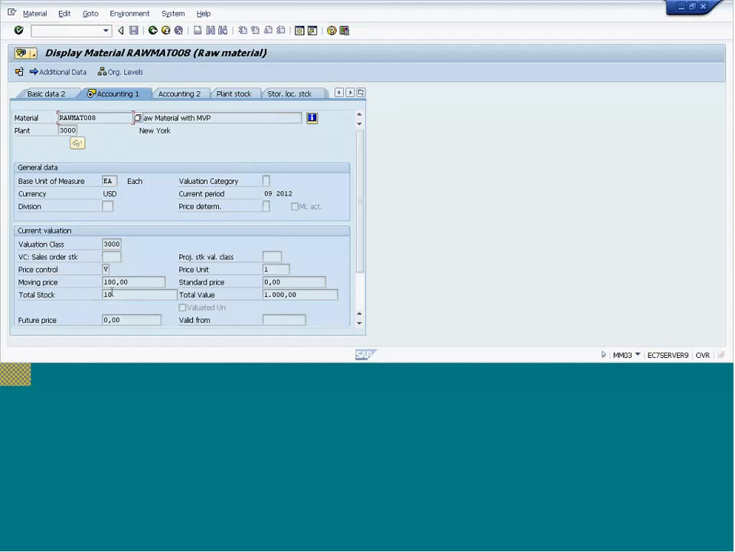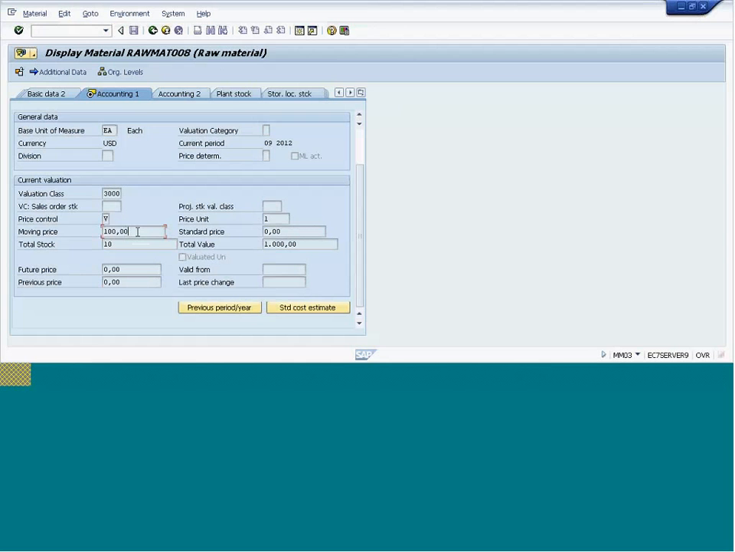You see now what is the moving average price? $100, right? So now this is fine. This is good, right? So now whenever you issue material to the production now, Bhushan, it would issue at the $100 price. Okay, per piece $100.